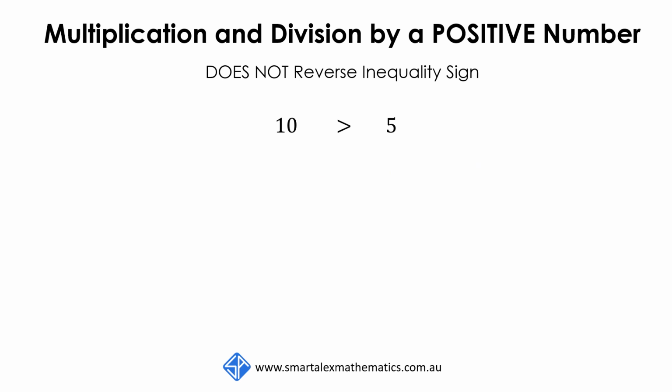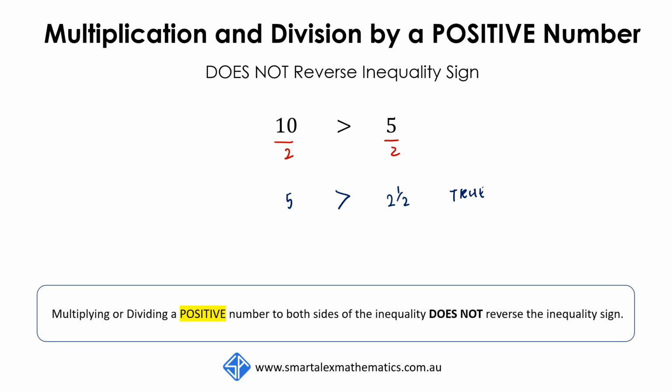For division, 10 is greater than 5. I'm now going to divide both sides by 2. 10 divided by 2 is 5. 5 divided by 2 gives us 2.5, and we still have 5 is greater than 2.5. This is true. We see that the inequality sign also does not change direction. So multiplying or dividing a positive number to both sides of the inequality does not reverse the inequality sign.